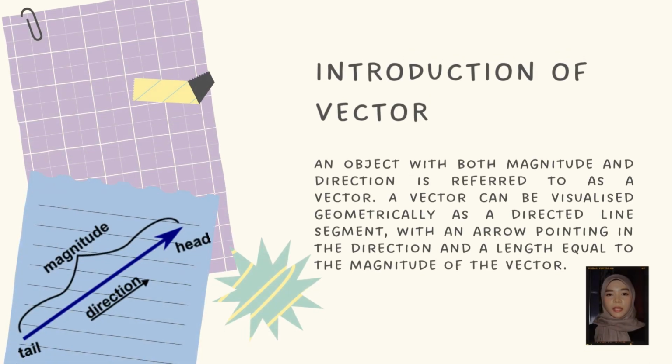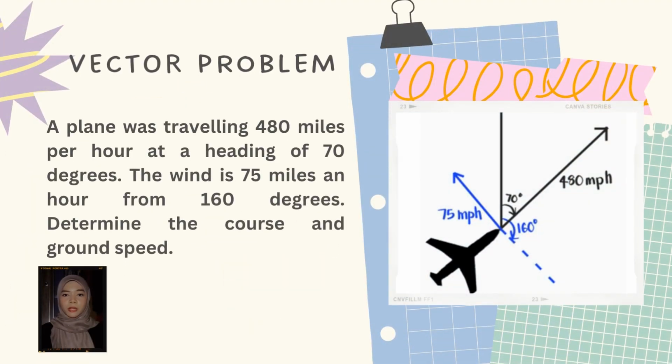An object with both magnitude and direction is referred to as a vector. A vector can be visualized geometrically as a directed line segment with an arrow pointing in the direction and a length equal to the magnitude of the vector. The problem is: a plane was traveling 480 miles per hour at a heading of 70 degrees. The wind is 70 miles an hour from 160 degrees. Determine the course and the ground speed.